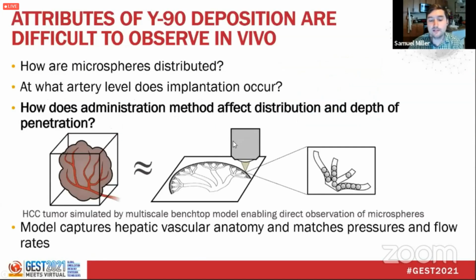While there are many clinical studies investigating the safety and efficacy of radioembolization for HCC, many attributes of the Y-90 deposition are still difficult to observe in vivo. These include how microspheres are distributed within the tissue, at what artery level implantation occurs, and the key question of our most recent work: how does the administration method affect the distribution and depth of penetration?